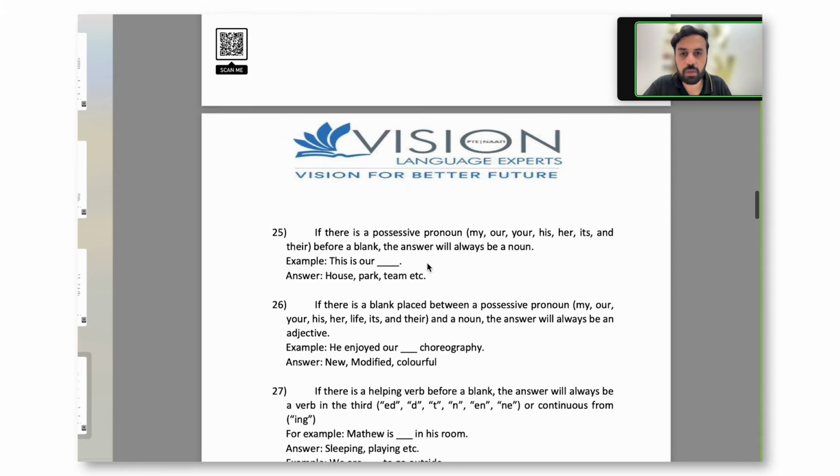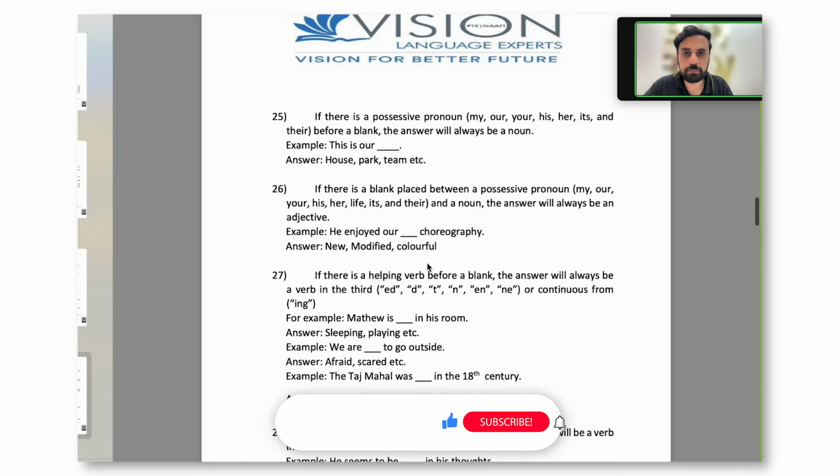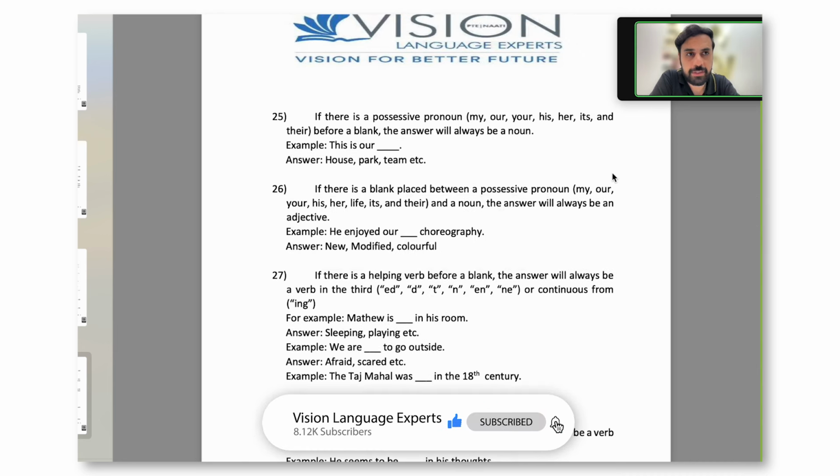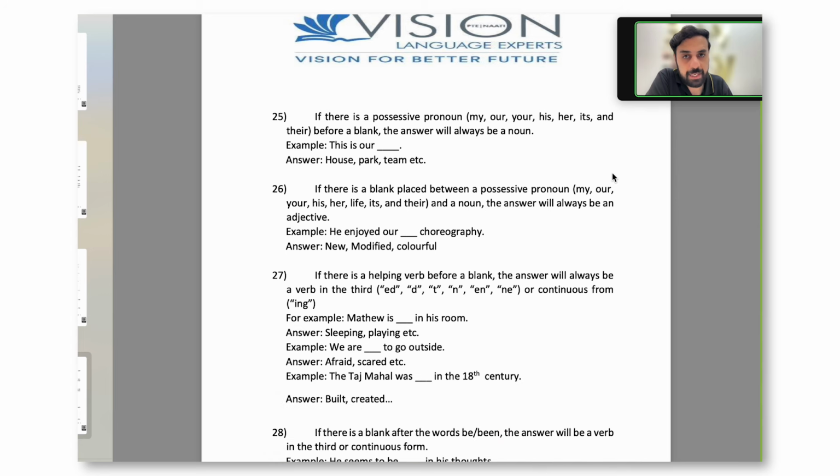Let's talk about the next rule. If there is a possessive pronoun such as my, our, your, his, her, its, and their, and so on, before a blank, the answer is always going to be a noun. So let's say in this case, this is our house, this is our classroom, this is my pen. Whenever there's a possessive pronoun, it's always going to be a noun. Now, what is a noun? A particular thing, place, concept, even feelings.